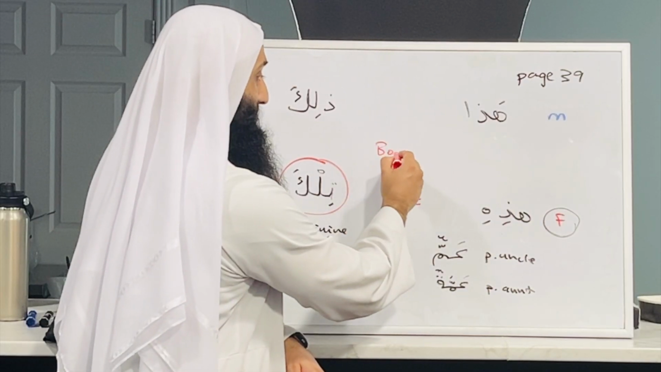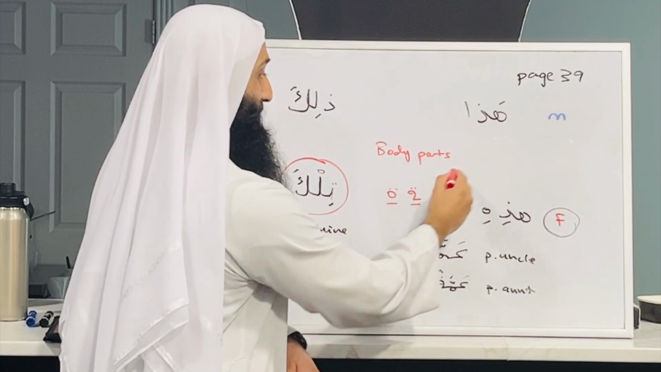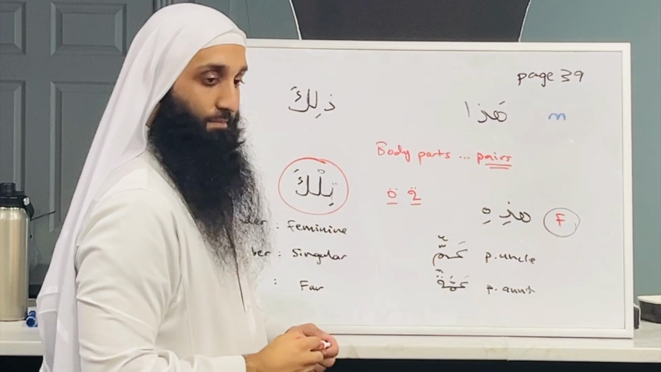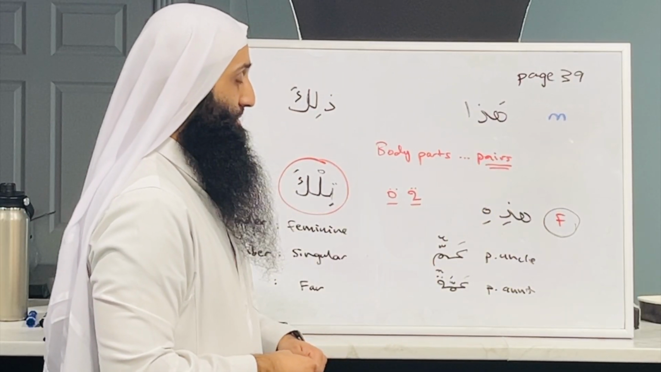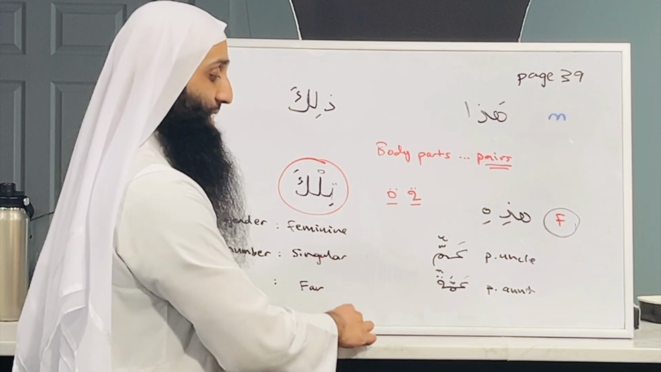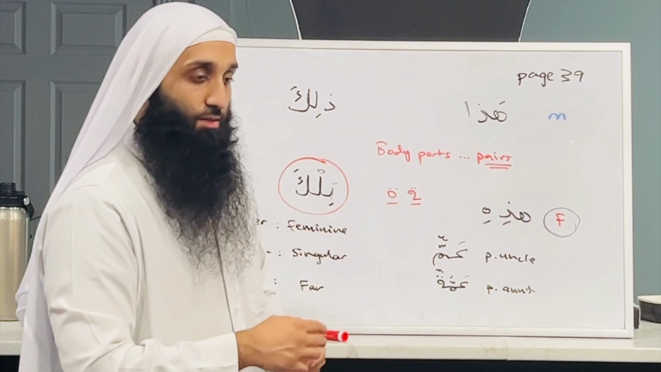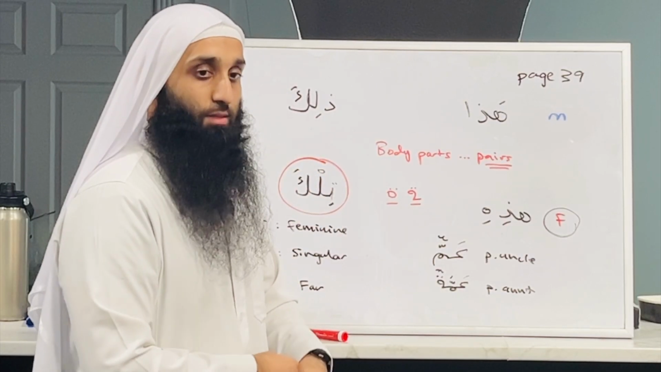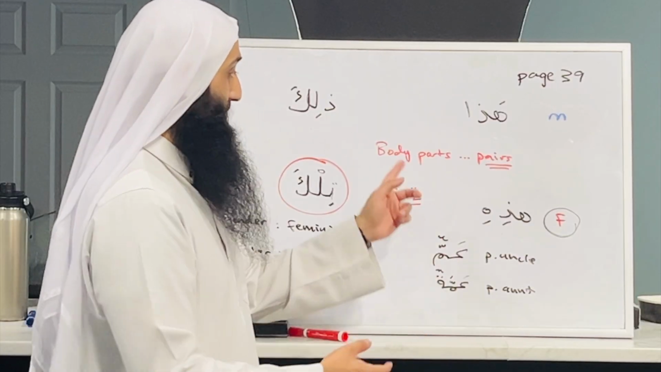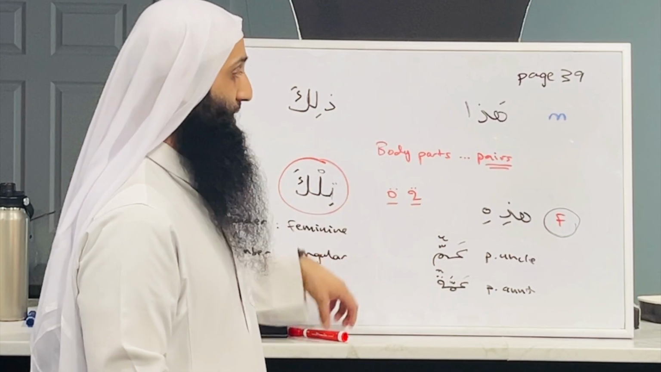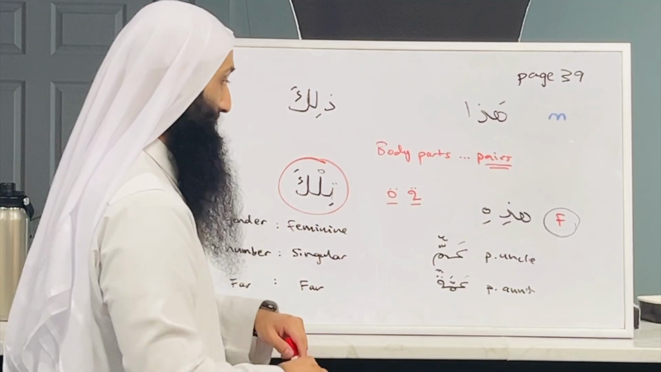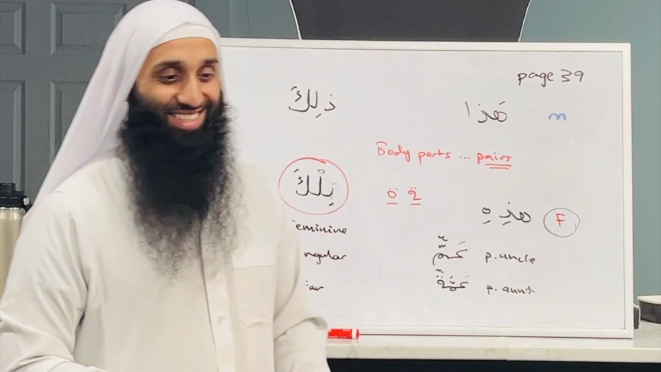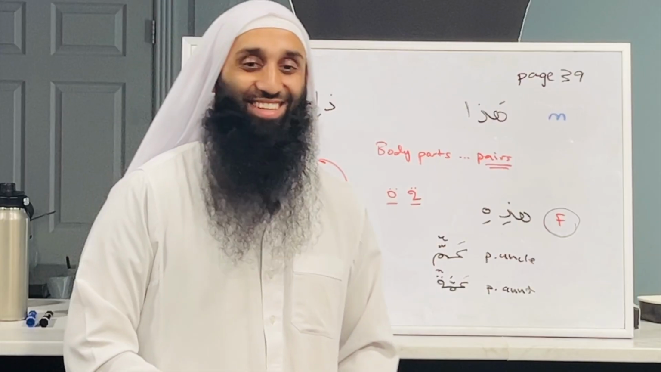Also, any body parts that come in pairs. It doesn't have the taa marbuta at the end, but we still say tilka for feminine because it's a pair. Same thing with your eyes, your ears, your hands, your legs, your arms. We refer to them in the feminine. They don't need the taa marbuta, but we refer to them in the feminine just because they're paired. You'd have to ask the ancient Arabs, go back in time and say, what did you do here?